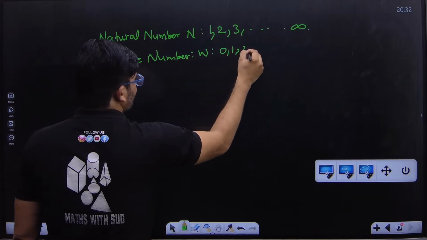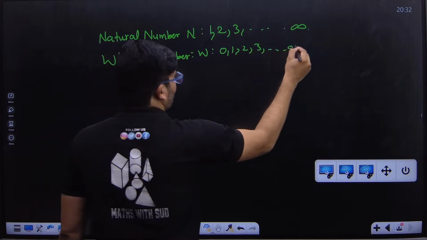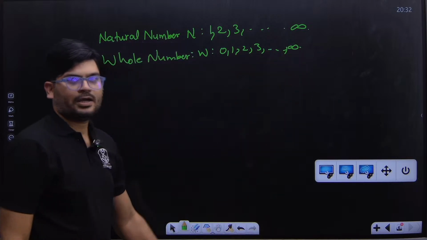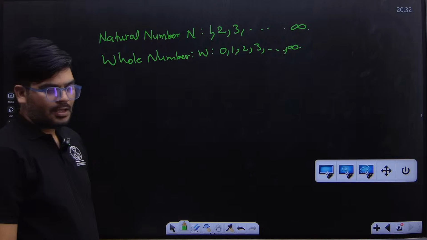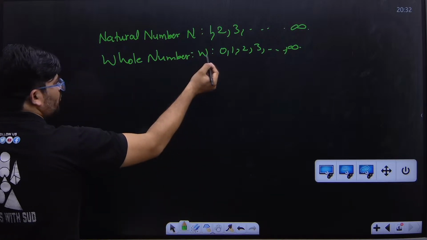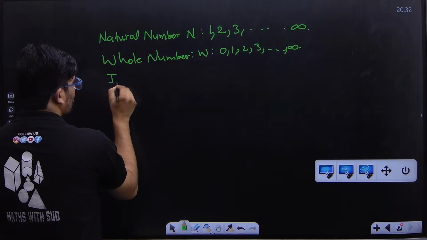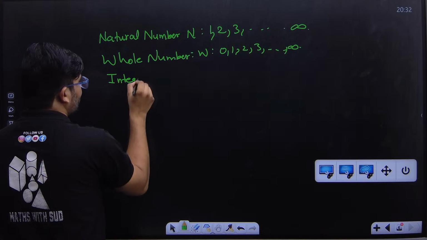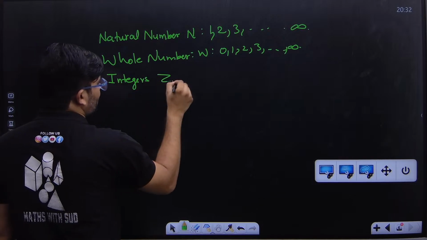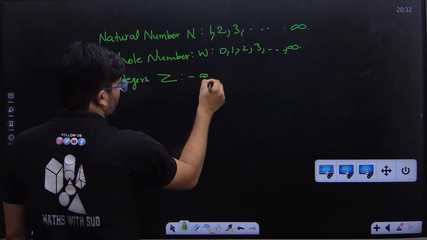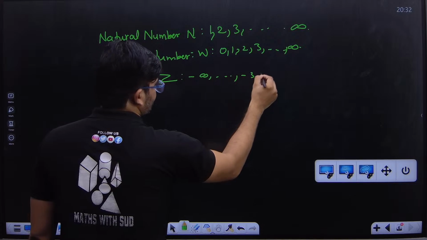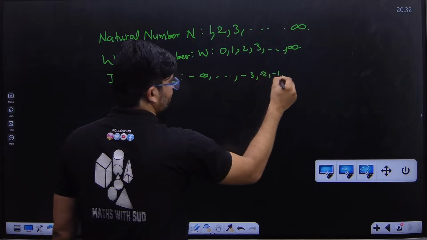So if you just include 0 in that group, it will become whole numbers. Are you getting it? Yes, sir. But do you have negative numbers now? No. So if you include the negative numbers as well, the group will now become integers. Are you getting it? Yes, sir.